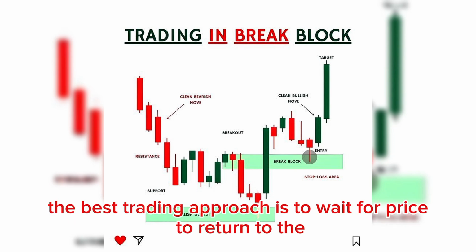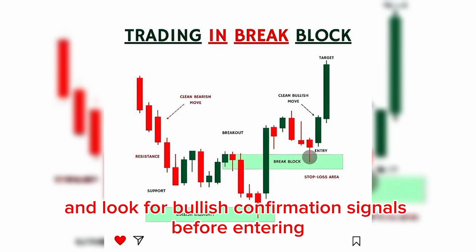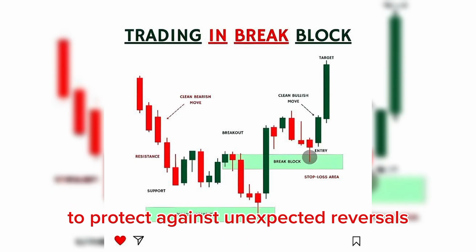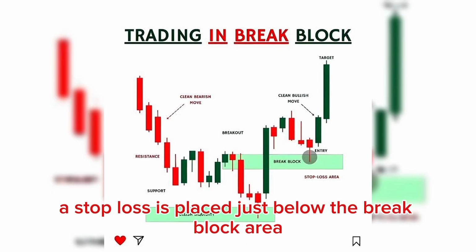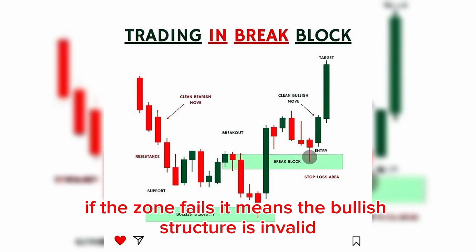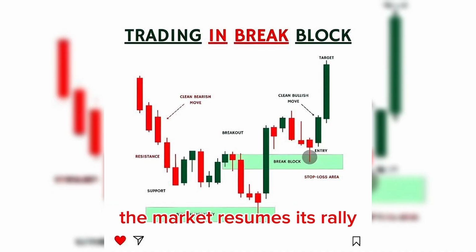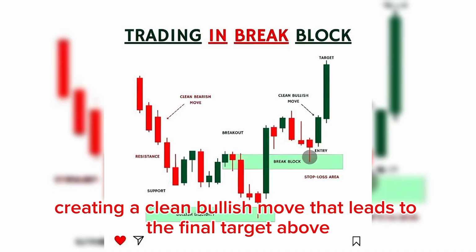The best trading approach is to wait for price to return to the break block zone and look for bullish confirmation signals before entering. This is marked as the entry point on the chart. To protect against unexpected reversals, a stop loss is placed just below the break block area. If the zone fails, it means the bullish structure is invalid. On the other hand, once the entry is confirmed, the market resumes its rally, creating a clean bullish move that leads to the final target above.